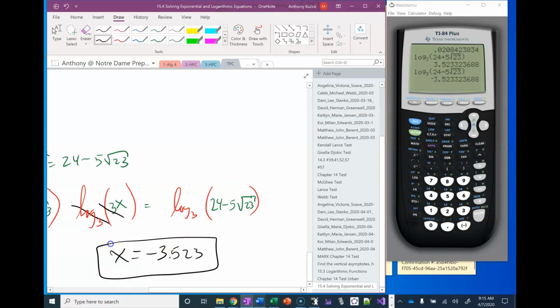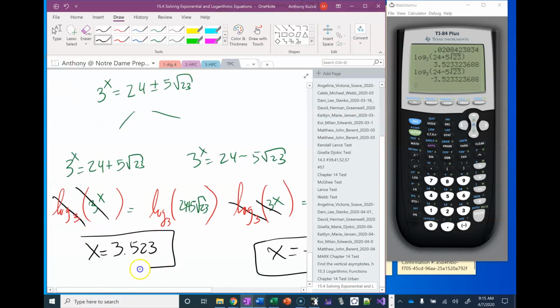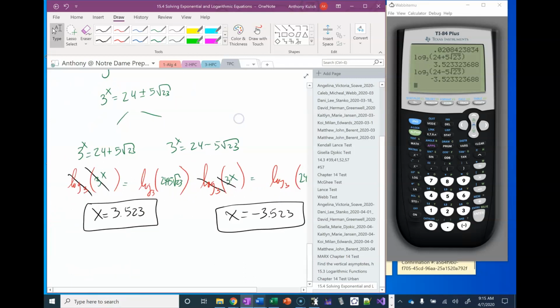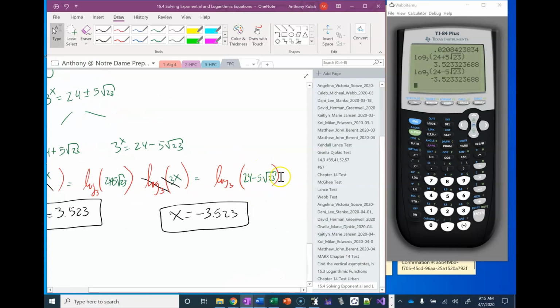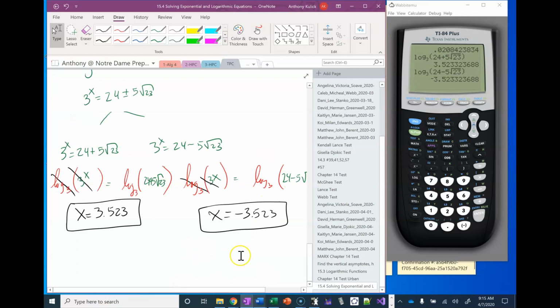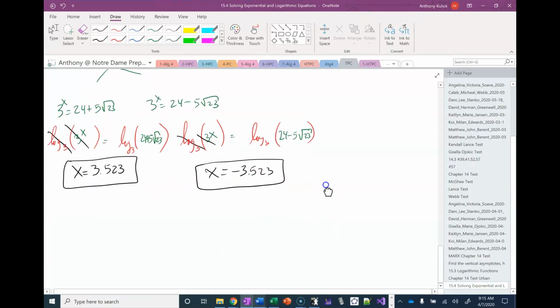So remember, logarithms can give you a negative answer. That's okay. What's not okay is I can't take the logarithm of a negative number. So that's what I was worried about earlier, whether 24 minus 5 square root 23 was positive or negative. Since it's positive, we don't have any problem. We can get a negative result from a logarithm. That's okay. We can't take the logarithm of a negative number. That's what we have to be a little bit careful about. So that's about as tricky as the exponential solving problems are going to get.